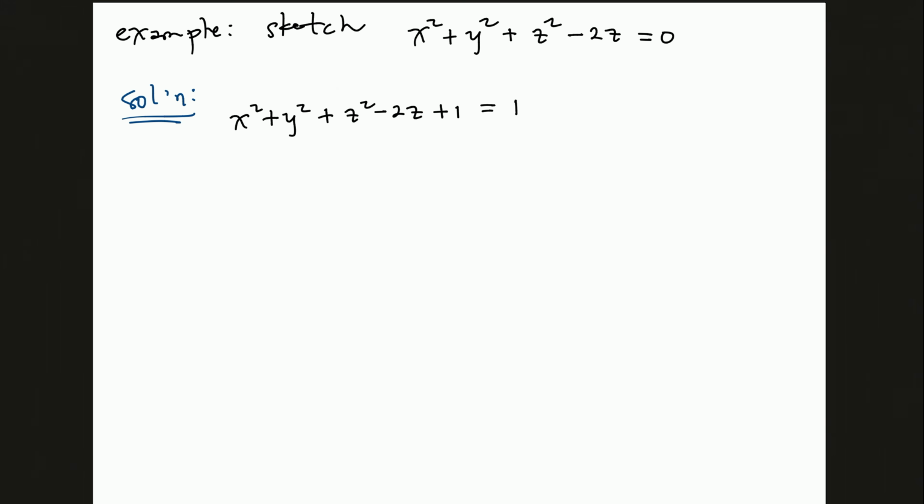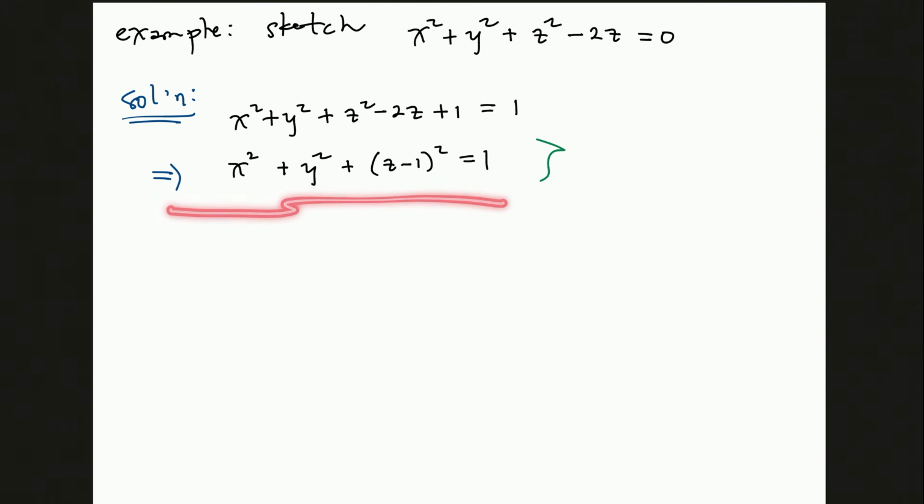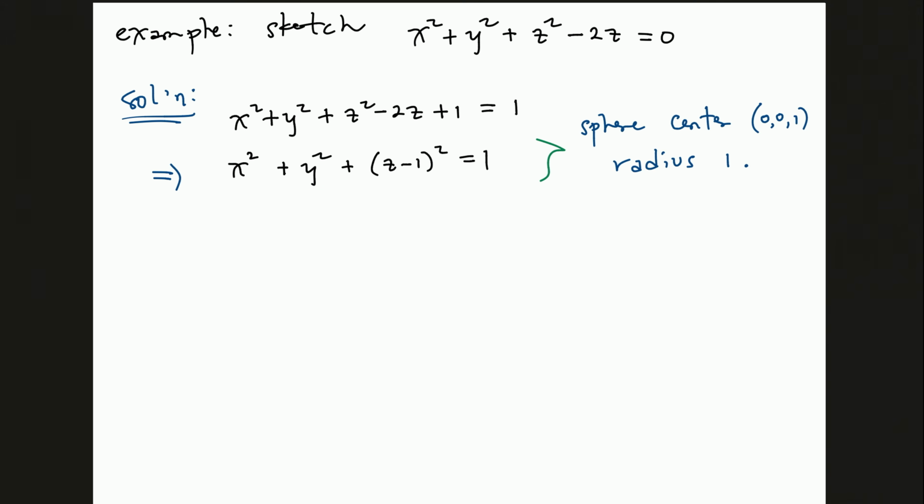So you can express this into something like this. As you can notice, you can simplify this one. This is z minus 1 squared, so that you will have this equation. This gives you an equation of a sphere with center 0, 0, 1 and radius equal to 1.